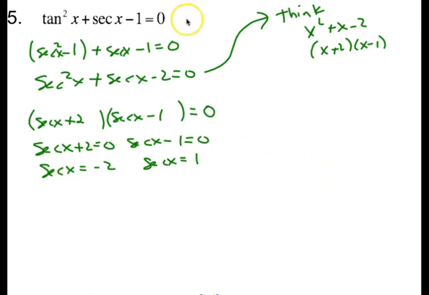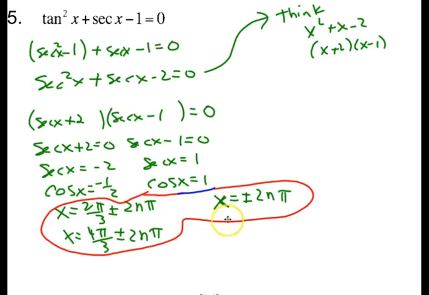I have to do this globally because there's no specified domain, but I'll say to myself, where on the unit circle is the secant of x equal to negative 2 and the secant of x is equal to 1? And it's easier to change that into cosine. So I will say that the cosine of x is negative 1/2 and the cosine of x is equal to 1. And where on the unit circle is the cosine of x negative 1/2? Well, it's negative 1/2 at 2 pi over 3 and at 4 pi over 3, because of course it would be in quadrants 2 and 3.